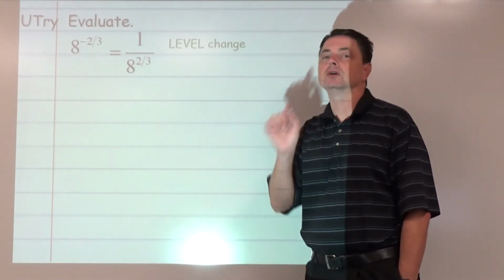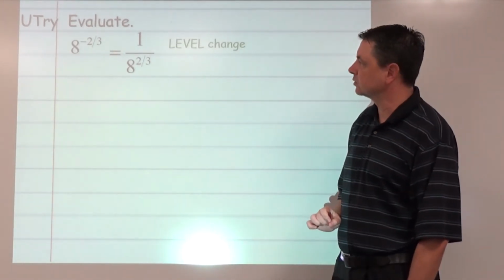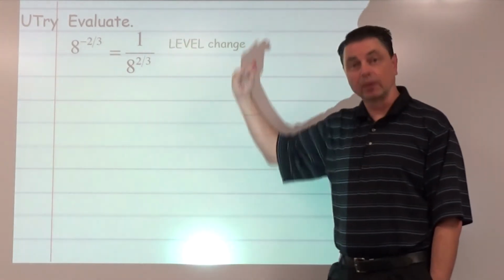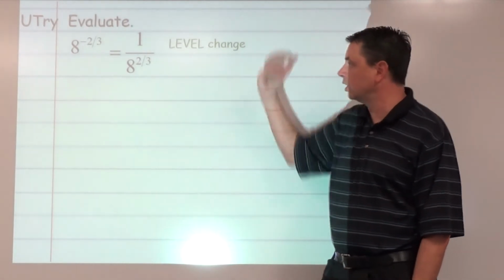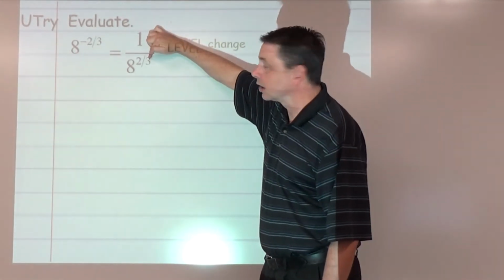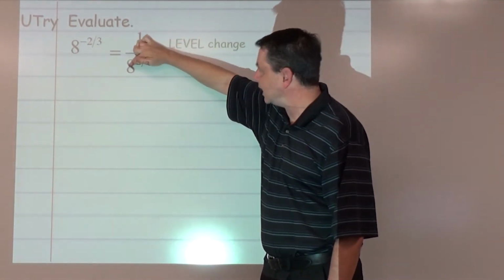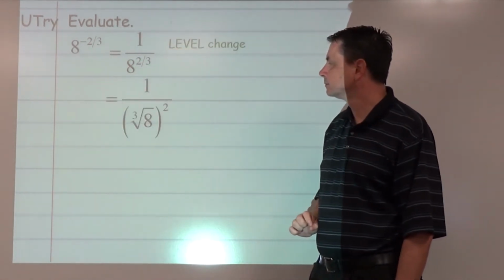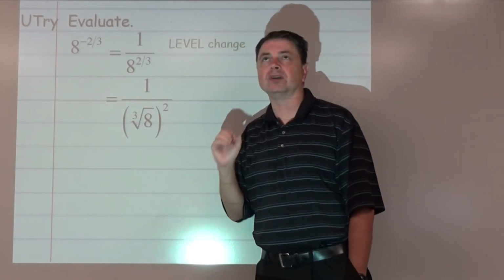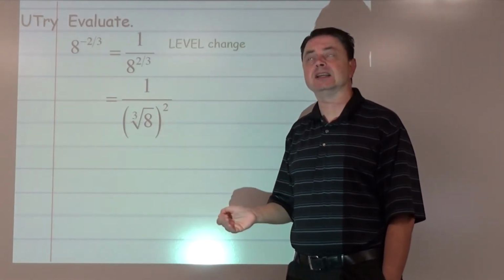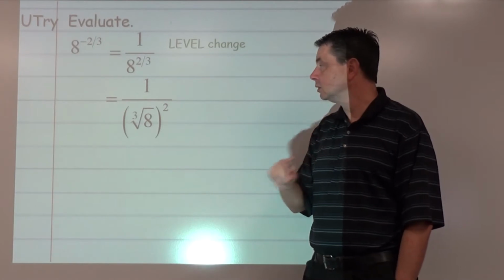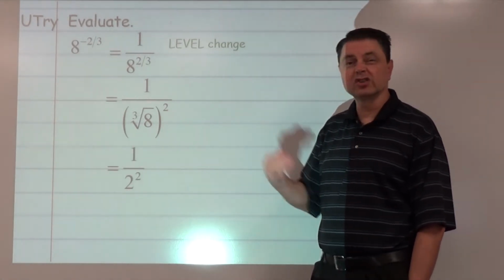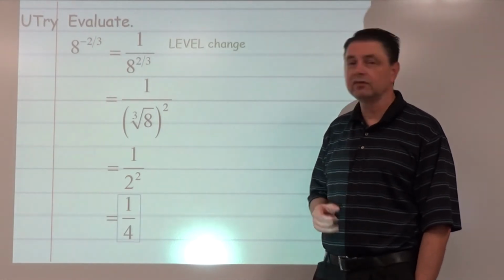Then we can rewrite in terms of roots. So we did a level change. Now we're going to go 1 over. Don't forget the fact that from this point forward, it's probably going to be a fraction. So 1 over, here's our index, cube root of 8 raised to the 2nd power. The cube root of 8, what could we cube to get 8? That would be 2. 2 squared is 4. So we got 1 over 4, final answer.